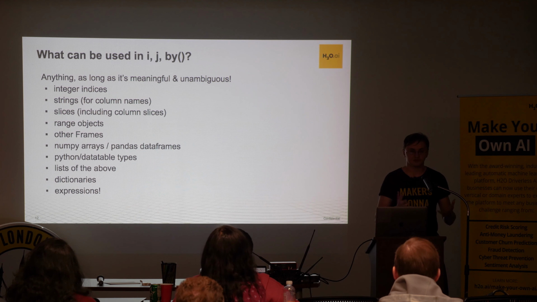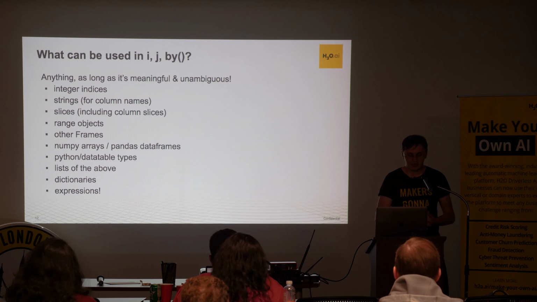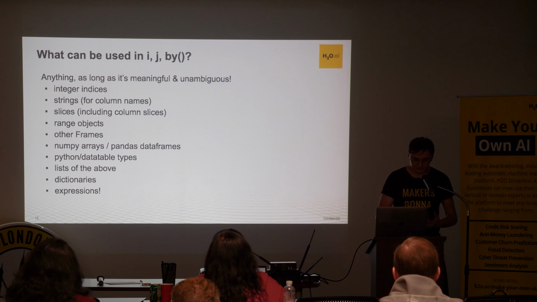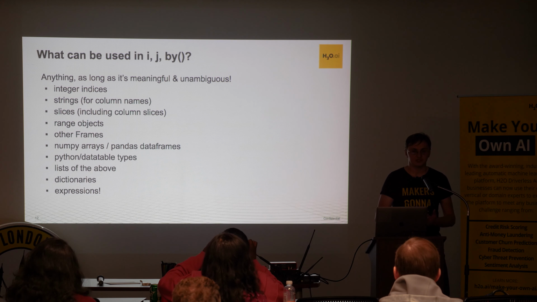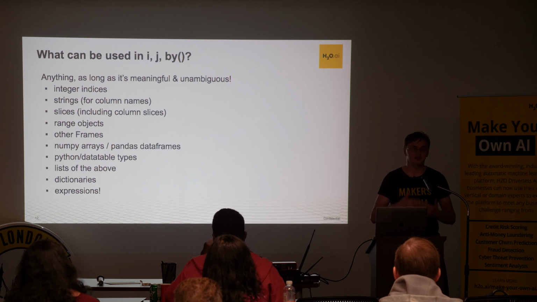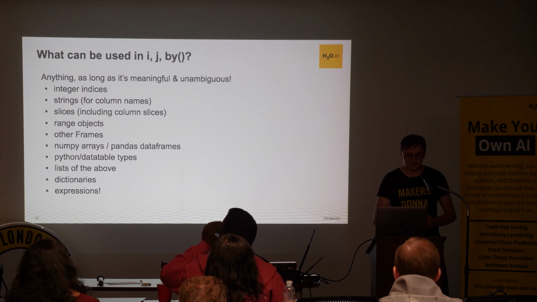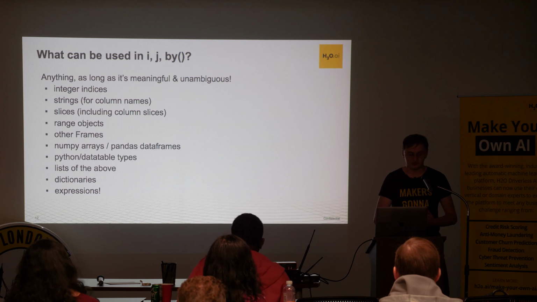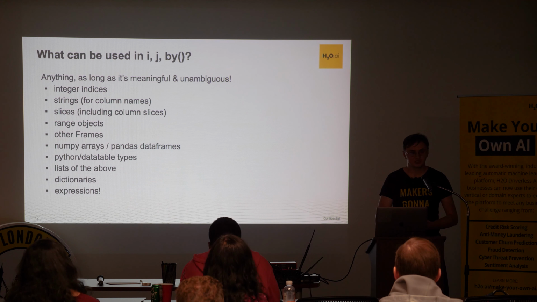Okay, so what about those I and J, and what can we use in them? We adopt the approach that, well, whatever you want, as long as it can be meaningful and unambiguous. Which is why, instead of adding new syntax, we are inventing new syntax. For example, you can use integer indices to select columns and rows at specific indices, strings for column names, slices, range objects. You can use a frame to select a certain subset of rows, for example.